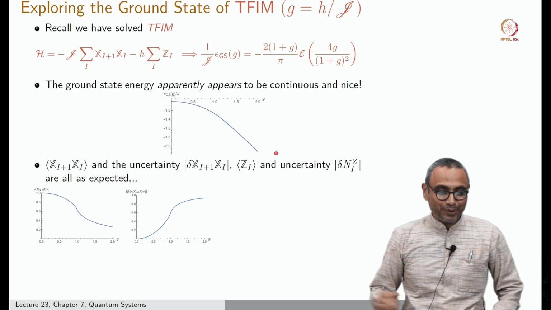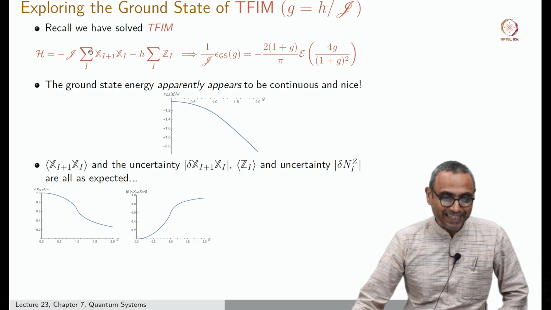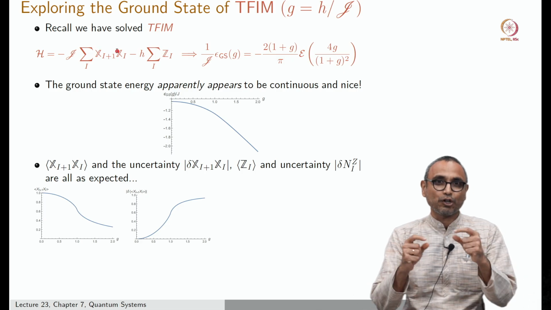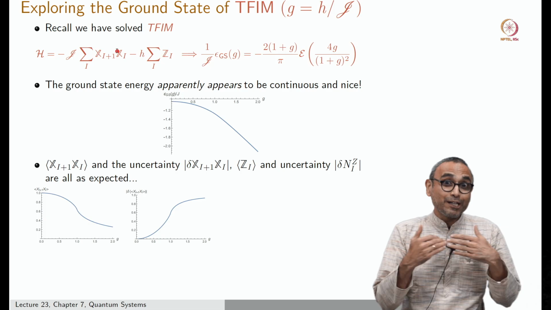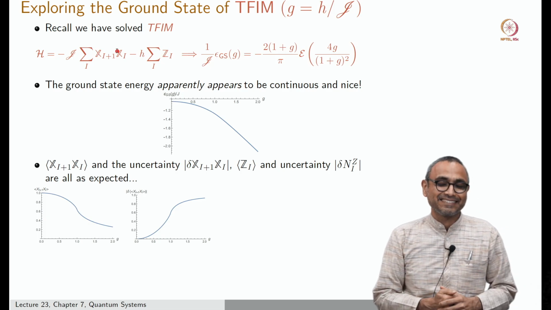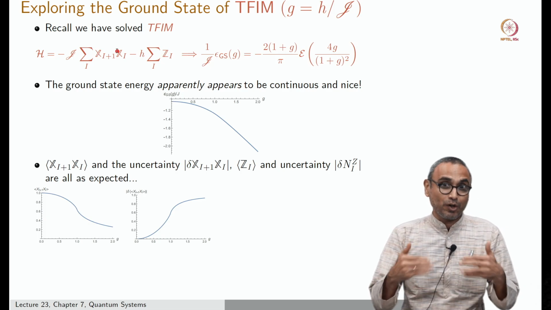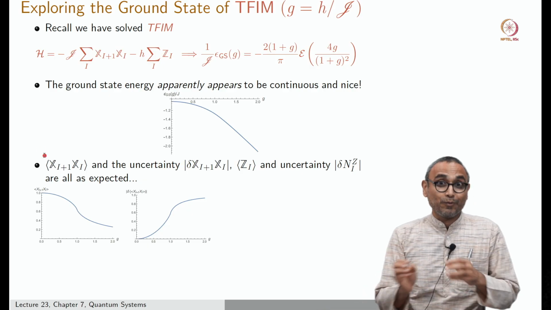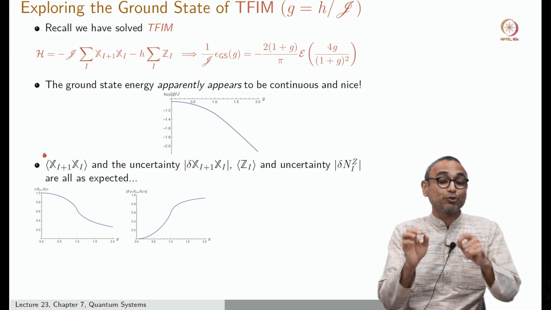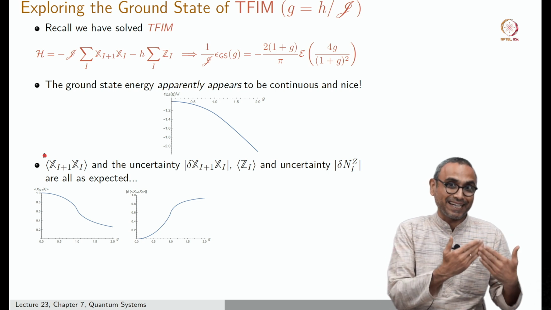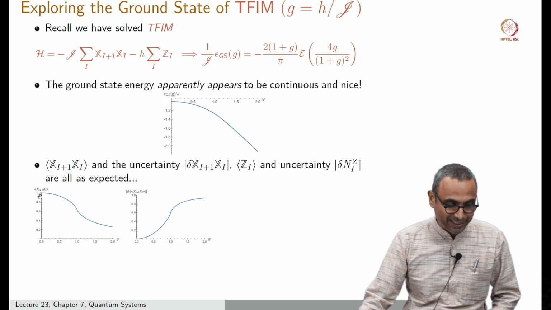Now what I can do is I can try to compute the expectation value of X operators on neighboring sites. What do I expect this to be? So when h is equal to 0, which is little g equal to 0, I should find that it is 1, because that's like the ferromagnetic state. And indeed, I do find it is 1.